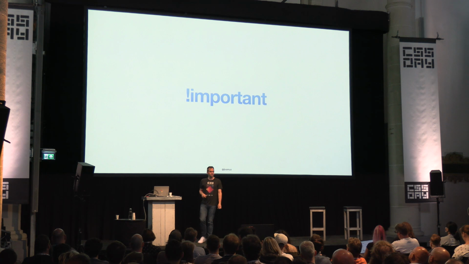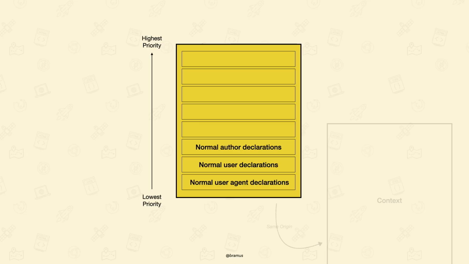What happens if you use important somewhere? You might think, well, we have these 3 origins there. Inside of the origin, an important one will win from a non-important one. Inside of the origin, that's not the case. What the cascade does instead is it takes these 3 normal origins, and then it flips them in reverse and stacks them on top, like this.